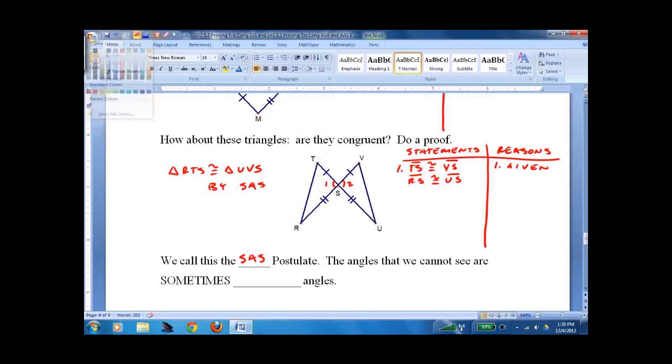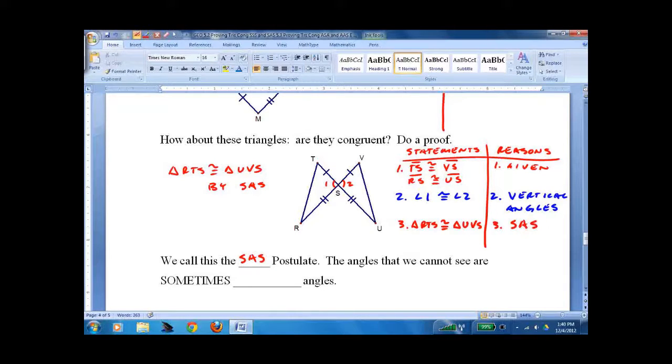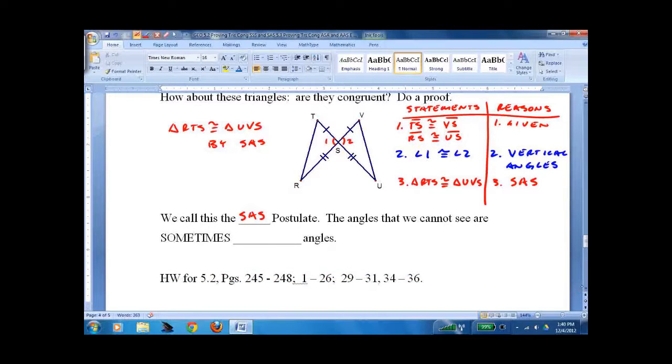You might be confused. Well, wait a minute, it's right there. Yeah, we drew it in. If we drew it in, it becomes its own separate reason. In this case, we write vertical angles. And now the last step, we've actually already written over here. Triangle RTS congruent to triangle UVS by side angle side postulate, and we're lazy, we just write side angle side.